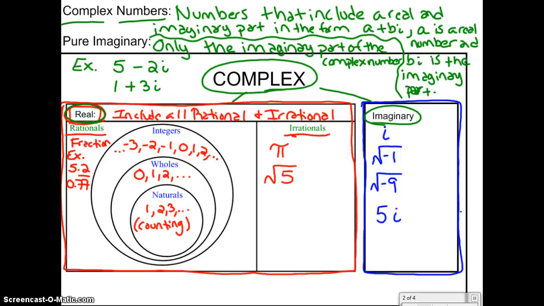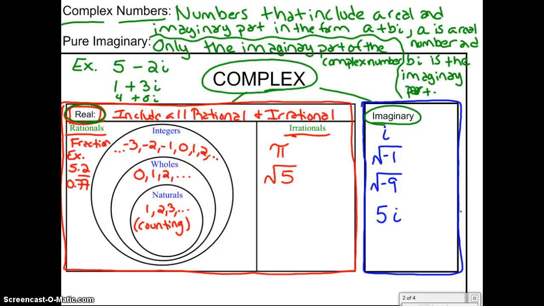If I wind up writing something like, let's say, 4 plus 0i. Since it has 0i, it doesn't have an imaginary part, it's still complex, but really that would just be 4. And if it's 4, then it would really be a real number. More specifically, it would be rational. More specifically, it would be an integer. More specifically, it would be whole. And more specifically, it would actually be natural, because 4 plus 0i is really just 4. And 4 is a natural number or a counting number.